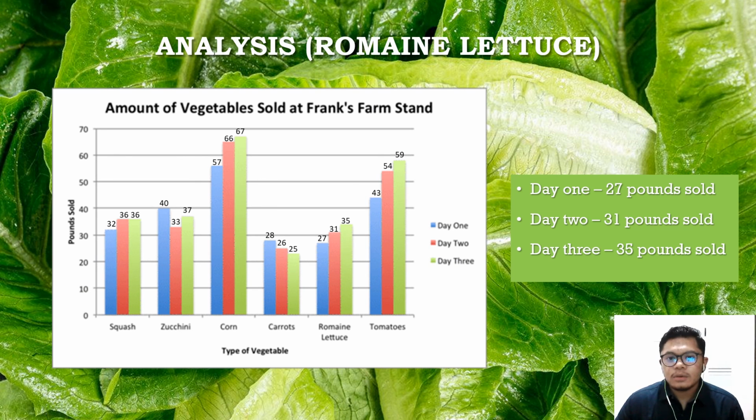Now, let's look at the romaine lettuce data. The least amount of romaine lettuce sold was 27 pounds on day 1. After that, the amount of romaine lettuce sold increased by 4 pounds on day 2. On day 3, the amount of romaine lettuce sold also increased by 4 pounds, which makes it the highest amount sold for romaine lettuce.